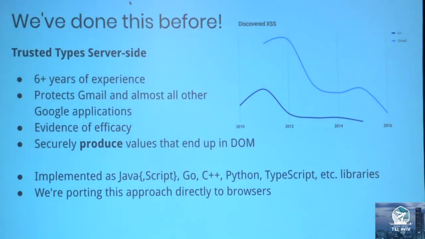So we've been doing this for a while now for server-side XSS. This is actually our main line of defense against XSS for some large, high-profile applications like Gmail and Google+. Here you can see we've got stats from our bug bounty program. Before we started rolling out trusted types for server-side code, the XSS rates were trending up for both applications. It took us a while to migrate these large applications, but as we did so, they dropped off. And then after migration, they've stayed low.